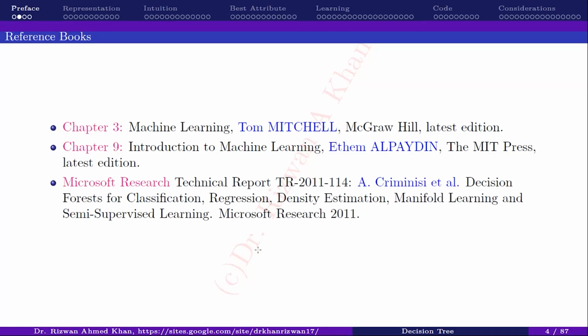So again, like previous modules, I have selected a few chapters from the books which I will refer to for this module. But I will highly recommend reading chapter 3 of Tom Mitchell's book. In Tom Mitchell's book, this concept is explained very nicely, compactly, but very nicely.